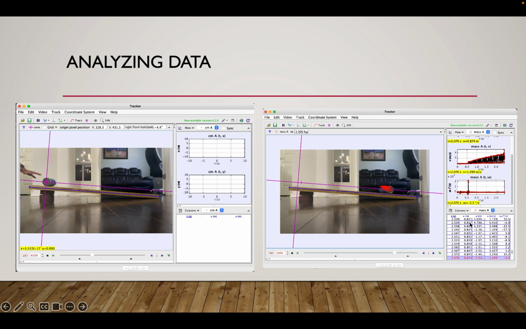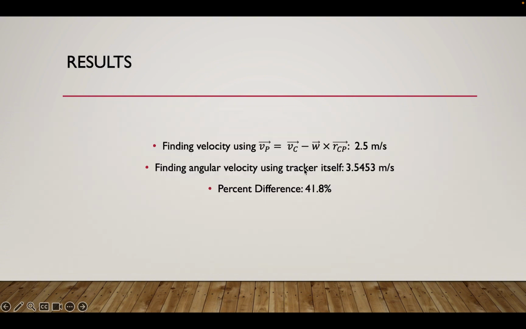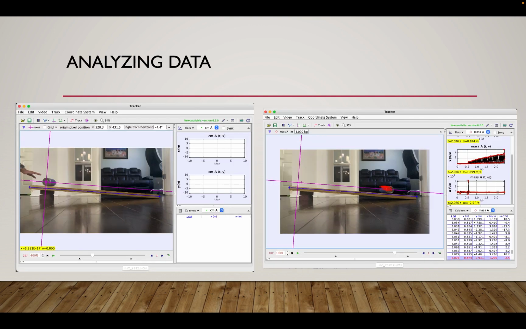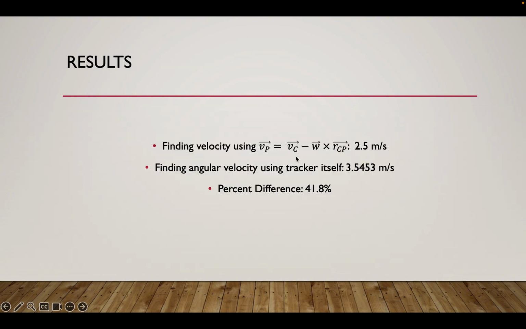I got the time, the x position, y position, velocity, and the angular velocity, which is in degrees per second, so I had to convert it in an Excel spreadsheet afterward. But this velocity is our center of mass velocity. So finding velocity using this equation, I went towards the end of the data, all the way to the bottom, and took the velocities at the bottom, averaging them a little bit to get a good estimated value of what the velocity was at the end of the ramp.